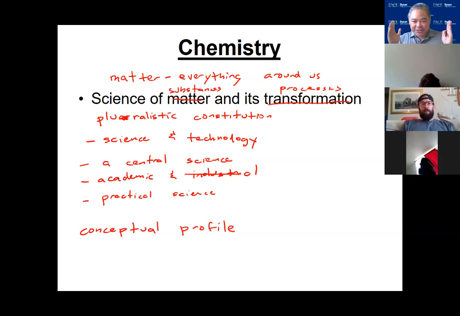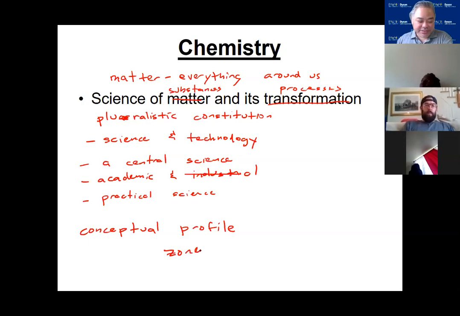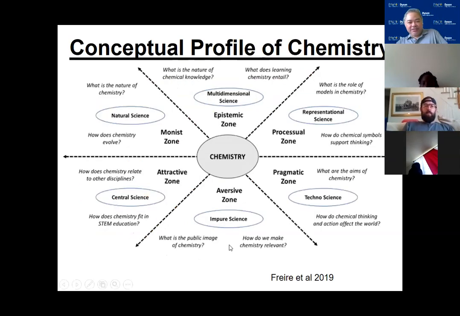So what does this mean? Each of these different modes of thinking corresponds to a zone in the conceptual profile of a concept. So each of the zones offers a way of understanding a concept that is different from the other zones. So if we're going to look at this chemistry conceptual profile, we can look at it like this one.